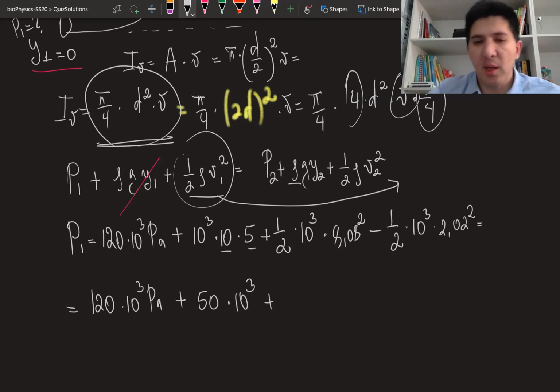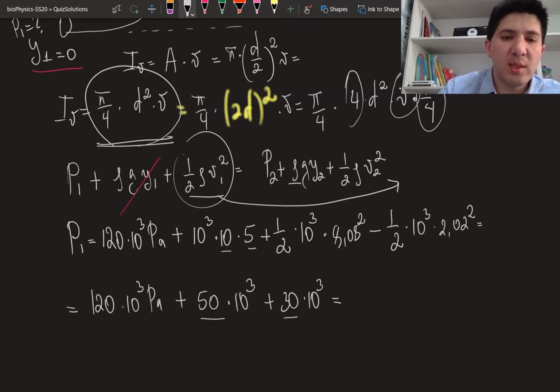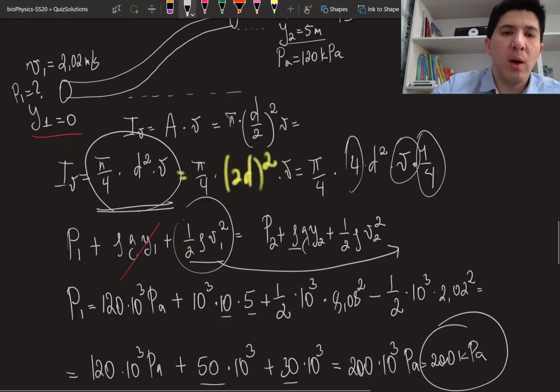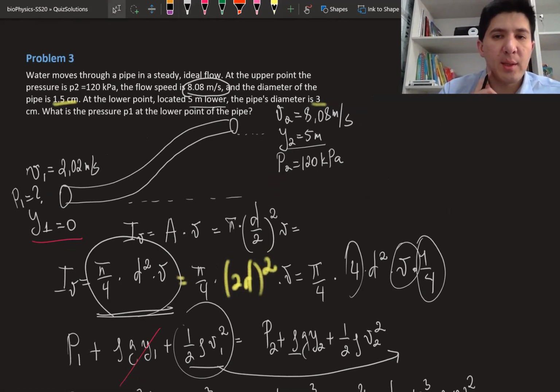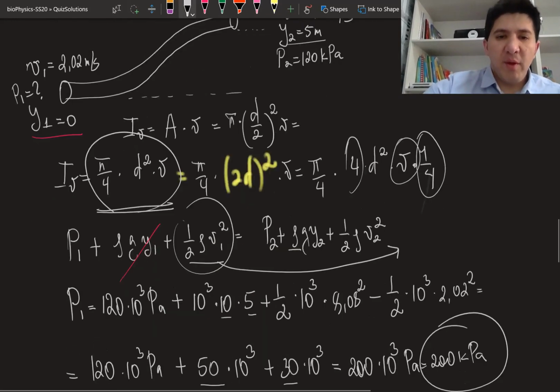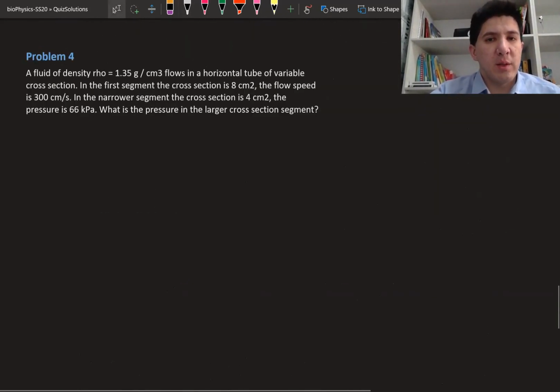It's going to be 30,000, 30,000, 10 to the power of 3. So if I just add this 80 and 30, it's going to be 80, right? And 80 plus 120, it's going to be 200, 10 to the power of 3 pascals, or 200 kilopascals, right? So basically the P1 is greater, right? Good. Yeah, so we've calculated this using Bernoulli's equation again. Okay, let's go to the next problem.